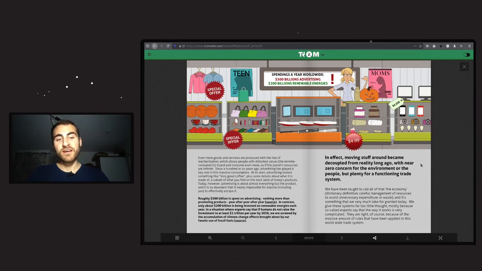So in effect, moving stuff around became decoupled from reality long ago, with near zero concern for the environment or the people, but plenty for a functioning trade system. We have been taught to call all of that the economy, which is by definition the careful management of resources to avoid unnecessary expenditure or waste, and it's something that we very much take for granted today. We give these systems far too little thought, mostly because so-called experts say that the way it works is very complicated. They are right, of course, because of the massive amount of rules that have been applied to this worldwide trade system.